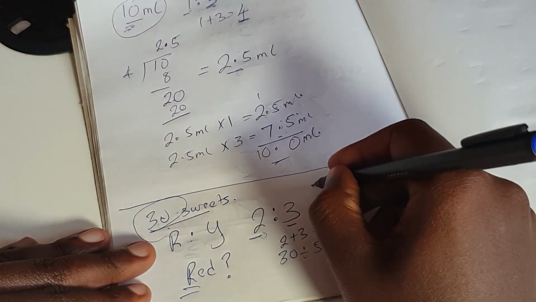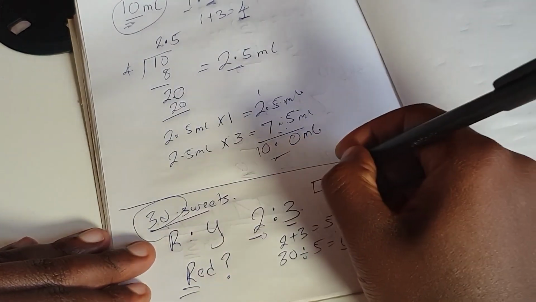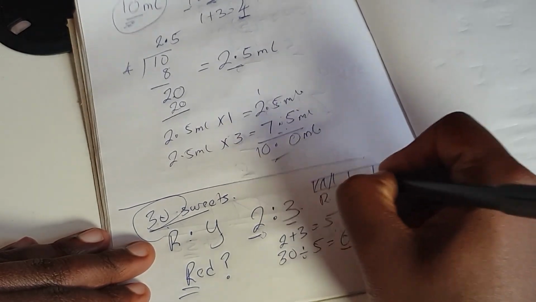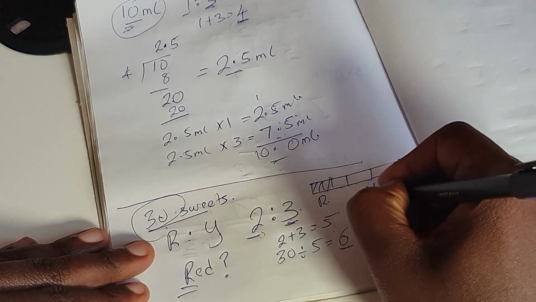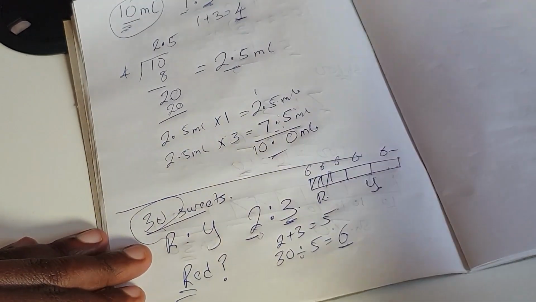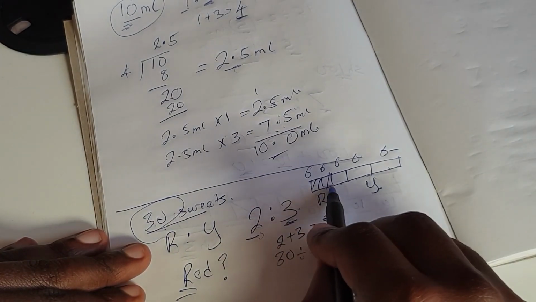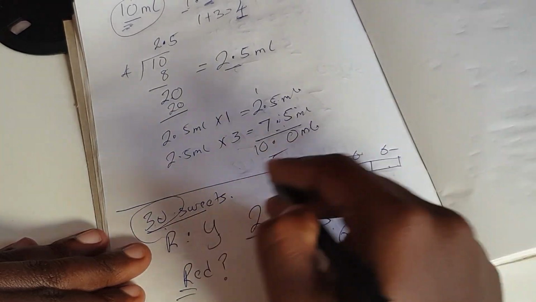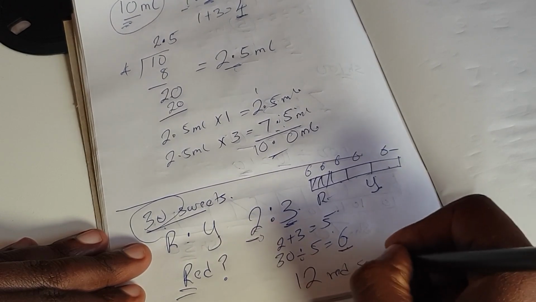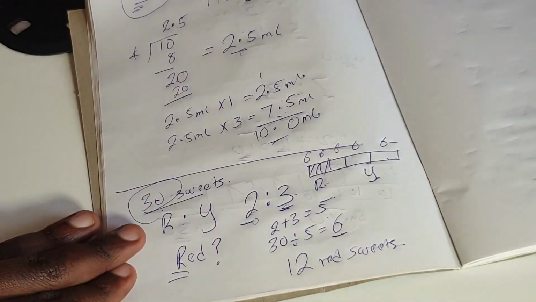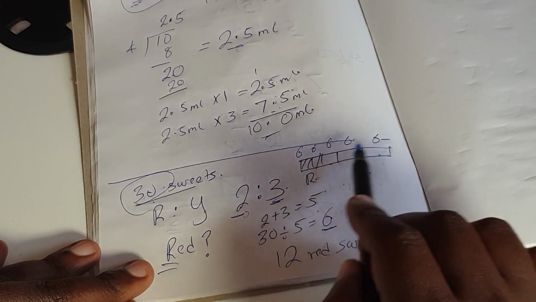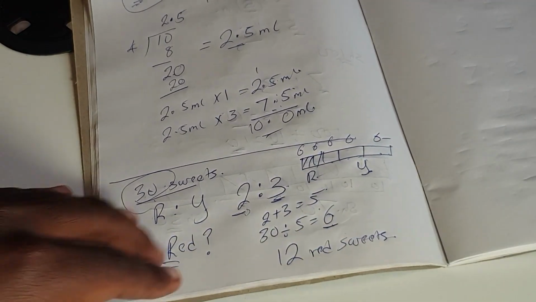So you can think of these 2 plus 3 as, so these 2 are the red sweets, and these 3 units representing 3 in the ratio are the yellow sweets. And then remember, each unit is worth 6 sweets. That's the value of each unit. So if red has 2 units and each unit is worth 6, that means the number of red sweets is 6 times 2, which is 12 red sweets. And of course, if you also want to find the value of the yellow sweets, there are 3 units, so it's 6 times 3, which is 18.